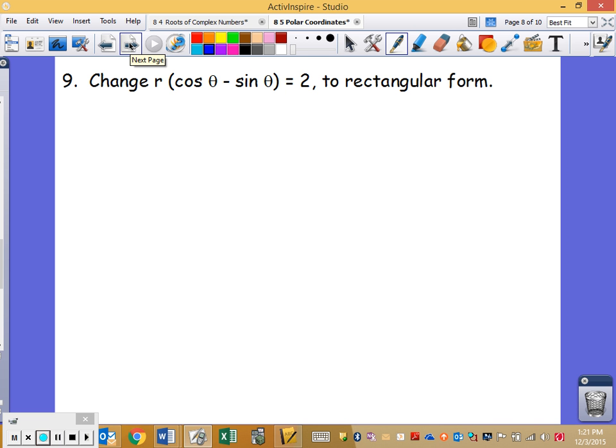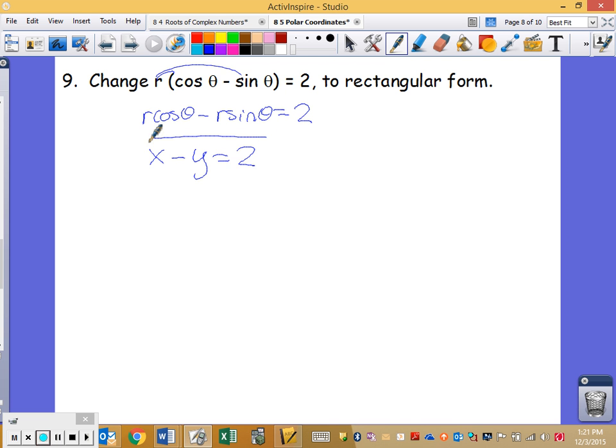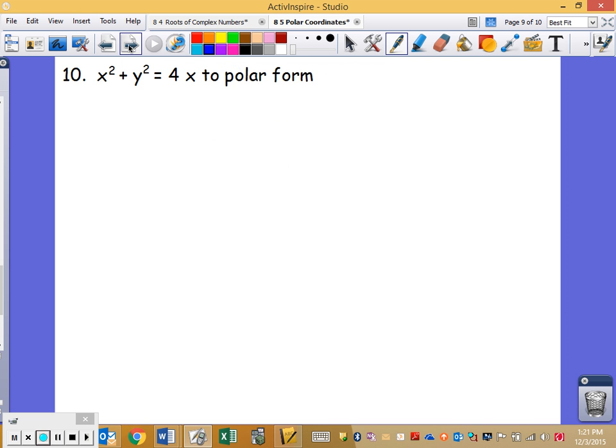Change r times (cosine theta minus sine theta) equals 2 into rectangular form. Alright, so I would distribute the r because we kind of have parentheses. And on the previous page, you guys knew that r cosine theta is just x. We knew that from the identity. We know that r sine theta is just y. And we have a lovely little rectangular form of x minus y equals 2. So sometimes it can be that simple. No different than the last one here.